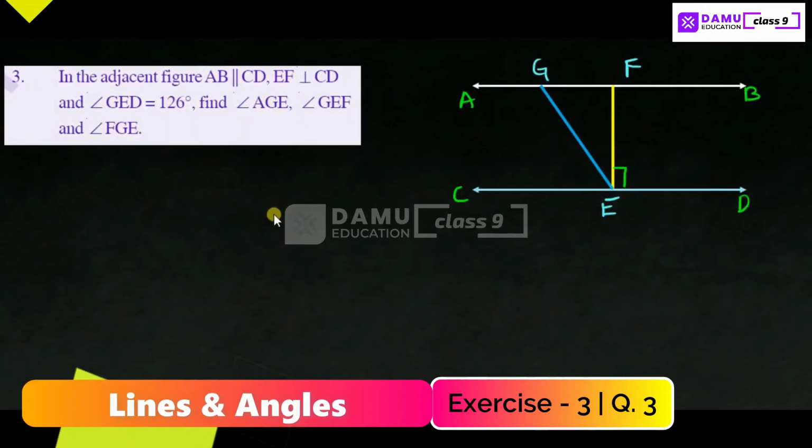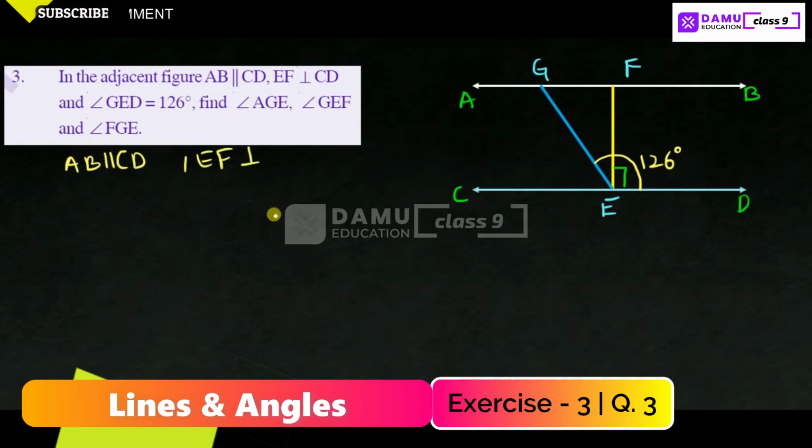In the adjacent figure, AB is parallel to CD and EF is perpendicular to CD. So it is making 90 degrees, perpendicular means 90 degrees. And angle GED is given to be equal to 126 degrees. So what is given: AB is parallel to CD, EF is perpendicular to CD, and angle GED is equal to 126 degrees. This is what they have given.